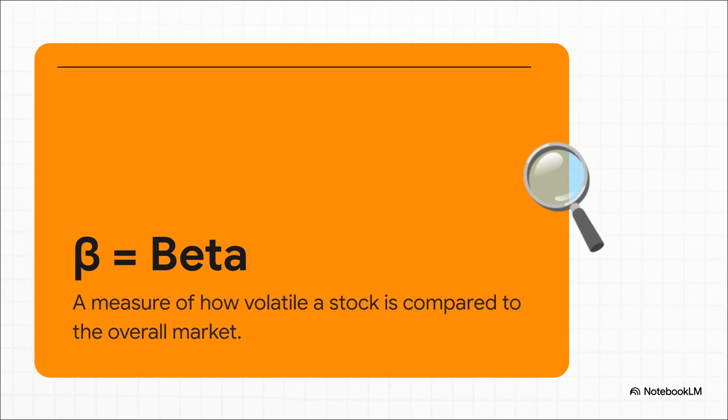All right, next up is beta. This little Greek letter is maybe the most interesting part. You can think of it as a stock's personality. It measures how much a stock swings up and down, its volatility, compared to the entire market. It's all about that specific stock's character.